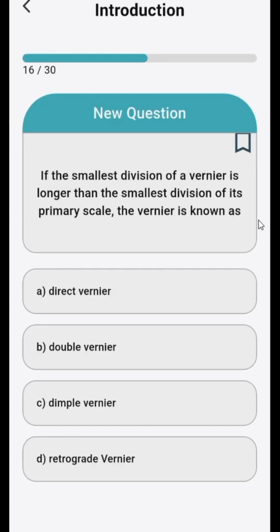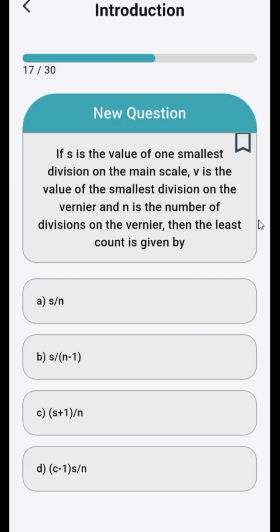If the smallest division of a vernier is longer than the smallest division of its primary scale, the vernier is known as (A) direct vernier, (B) double vernier, (C) simple vernier, (D) retrograde vernier. If S is the value of one smallest division on the main scale, V is the value of the smallest division on the vernier, and N is the number of divisions on the vernier, then the least count is given by (A) SN, (B) S/N, (C) S plus 1, (D) 1/SN.